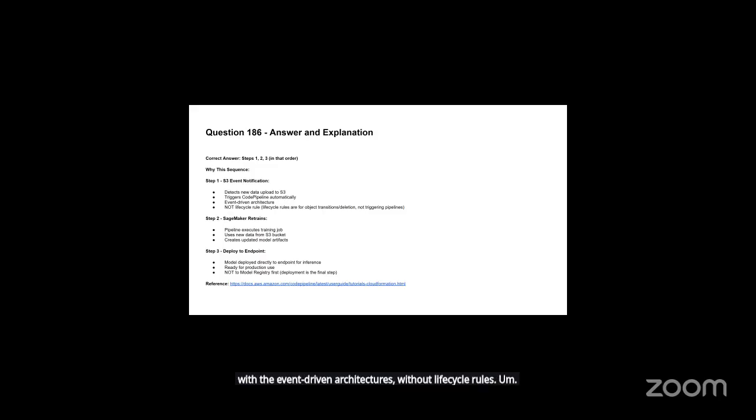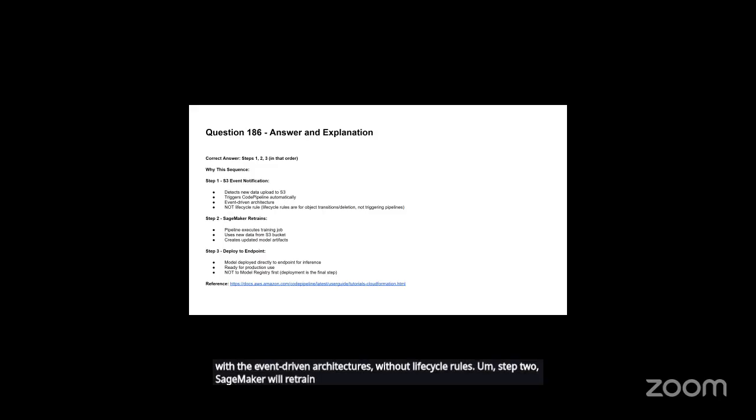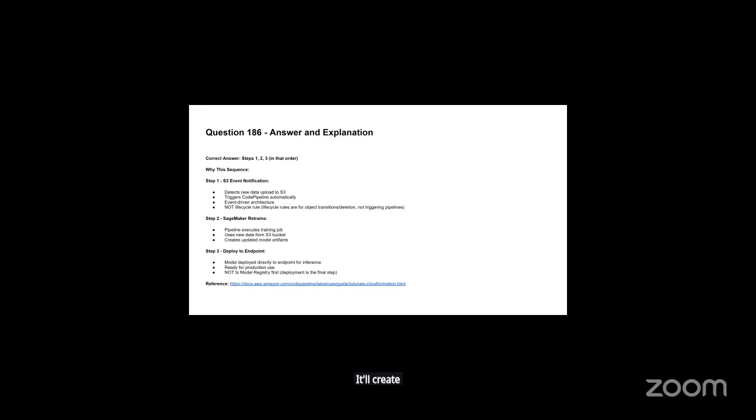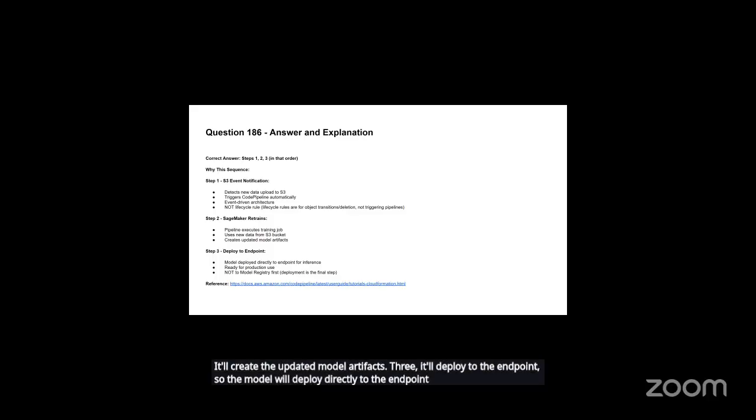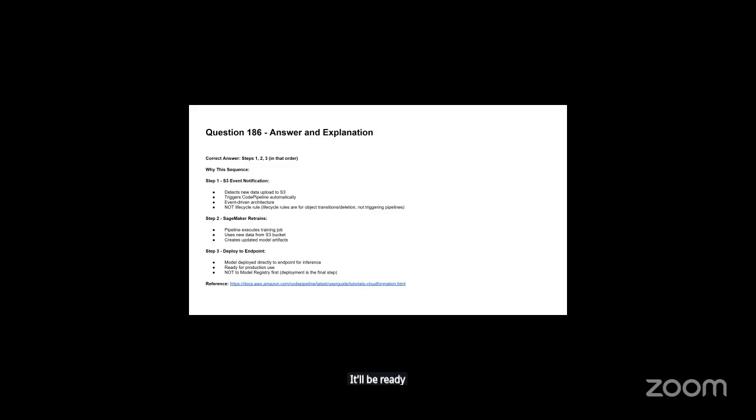Step 2, SageMaker will retrain. So the pipeline will execute a training job using that data in the S3. It'll create the updated model artifacts. 3, it'll deploy to the endpoint. So the model will deploy directly to the endpoint for inference. It'll be ready for production use, not the model registry. SageMaker retrains.